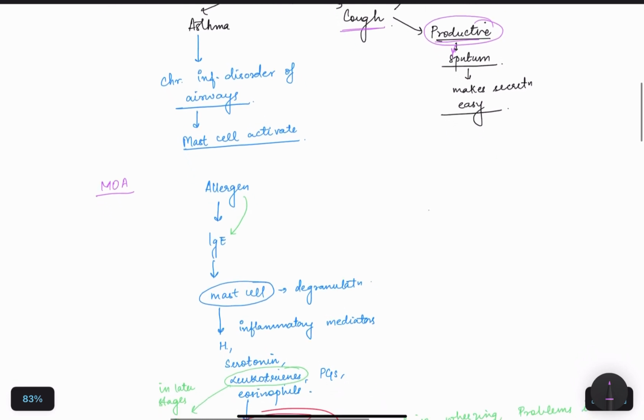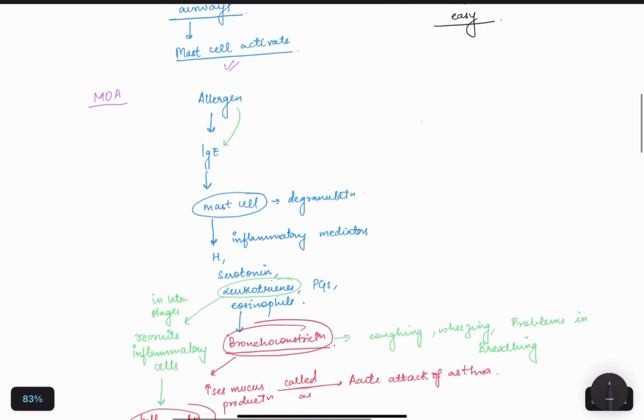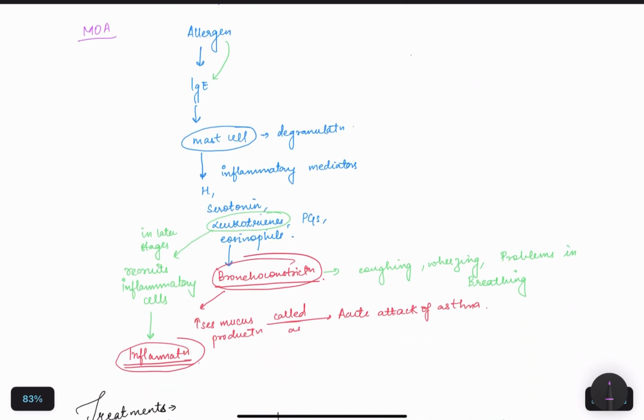So asthma is a chronic inflammatory disorder of the airways which will activate the mast cell. The mechanism of action includes a person who is allergic to something like food, dust mite or pollens. The person comes in contact with that allergen, which will activate IgE, and which will activate the mast cell, and later on degranulation takes place, which will release inflammatory mediators like histamine, serotonin, leukotrienes, prostaglandins, and eosinophils, and lead to bronchoconstriction, which leads to increased production of mucus, which is also called an acute attack of asthma.